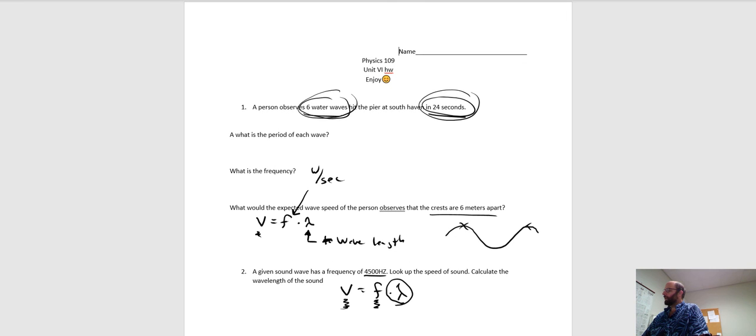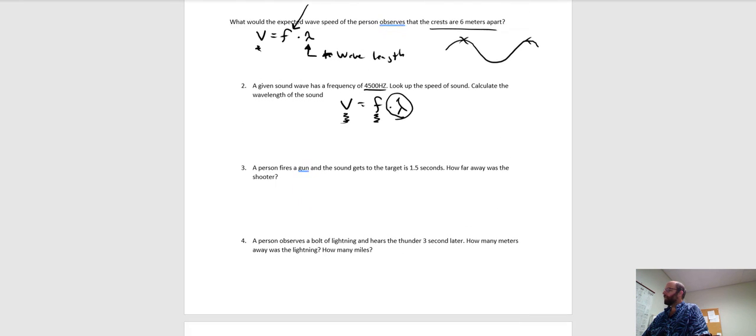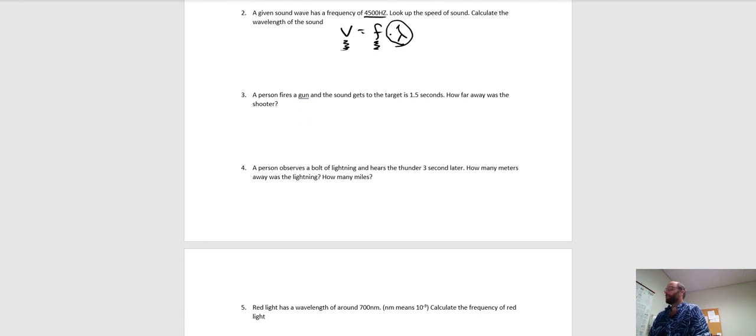And I think what I'll do here is, because these are kind of short, I guess I'll do one more here. Actually, no, I'll do the whole page, 3 and 4. All right, so a person fires a gun, and the sound gets to the target after 1.5 seconds. So what I mean by that is the sound gets from the gun to the target in 1.5 seconds. So how far away was the shooter?